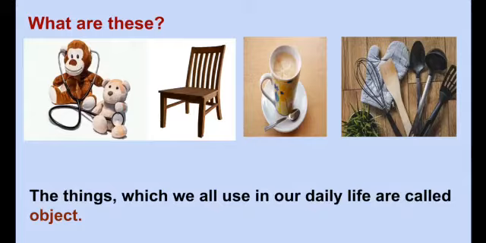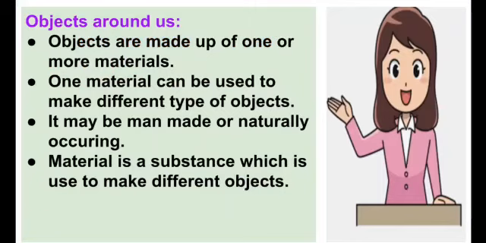So how will you define an object? The thing which you can see, which you can feel, is called an object. They have a particular space, size, shape, color, texture. That's why they are known as objects. Now we will discuss more about the objects around us. Objects are made up of one or more materials.